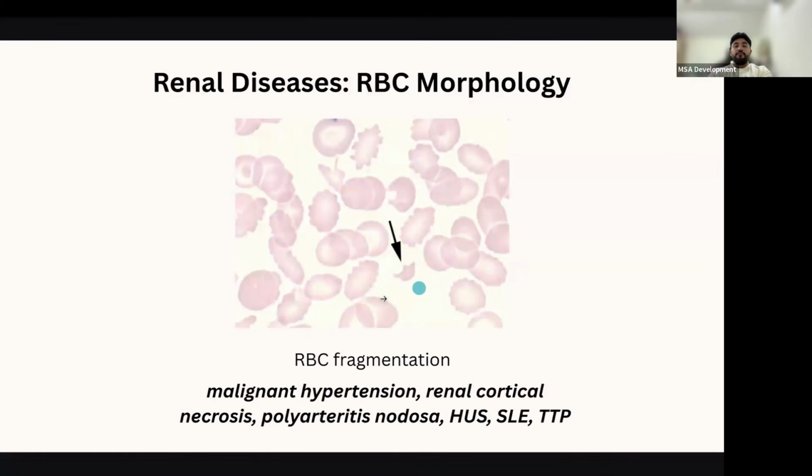Then you have fragments, RBC fragments. Where do you see this? You see this in malignant hypertension, right? You see this in hemolytic uremic syndrome, and you see this in renal cortical necrosis. And you also see it in thrombotic thrombocytopenic purpura. You can even see it in SLE.